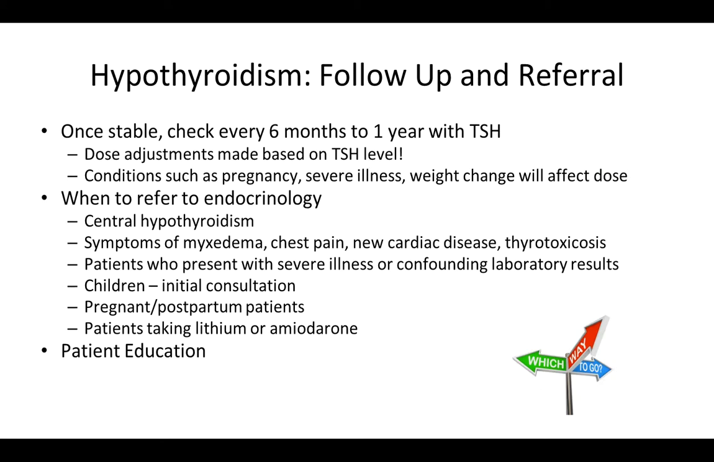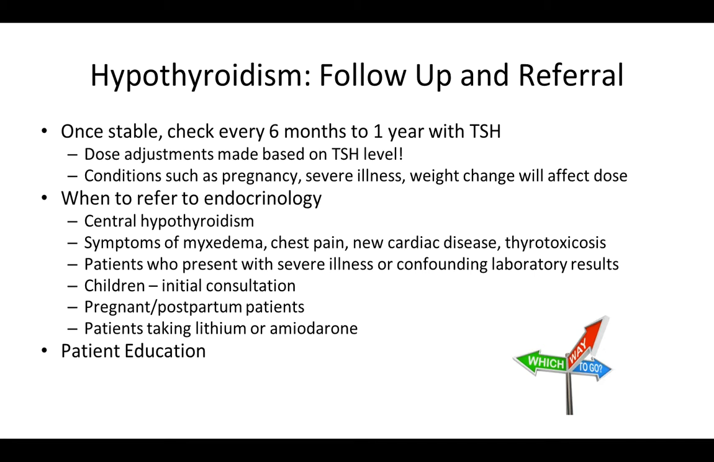So we are going to check on these patients every 4 to 6 weeks until we get them to a stable level by redrawing their TSH levels and adjusting their dose based on the TSH level. If they have any other conditions develop during that time, such as pregnancy or illness or weight change, that is going to affect the dose and will continue to affect the dose throughout the time they're on this medication, which is typically the rest of their life, although not always. So once they're stable, we will still check their TSH every 6 months to a year.